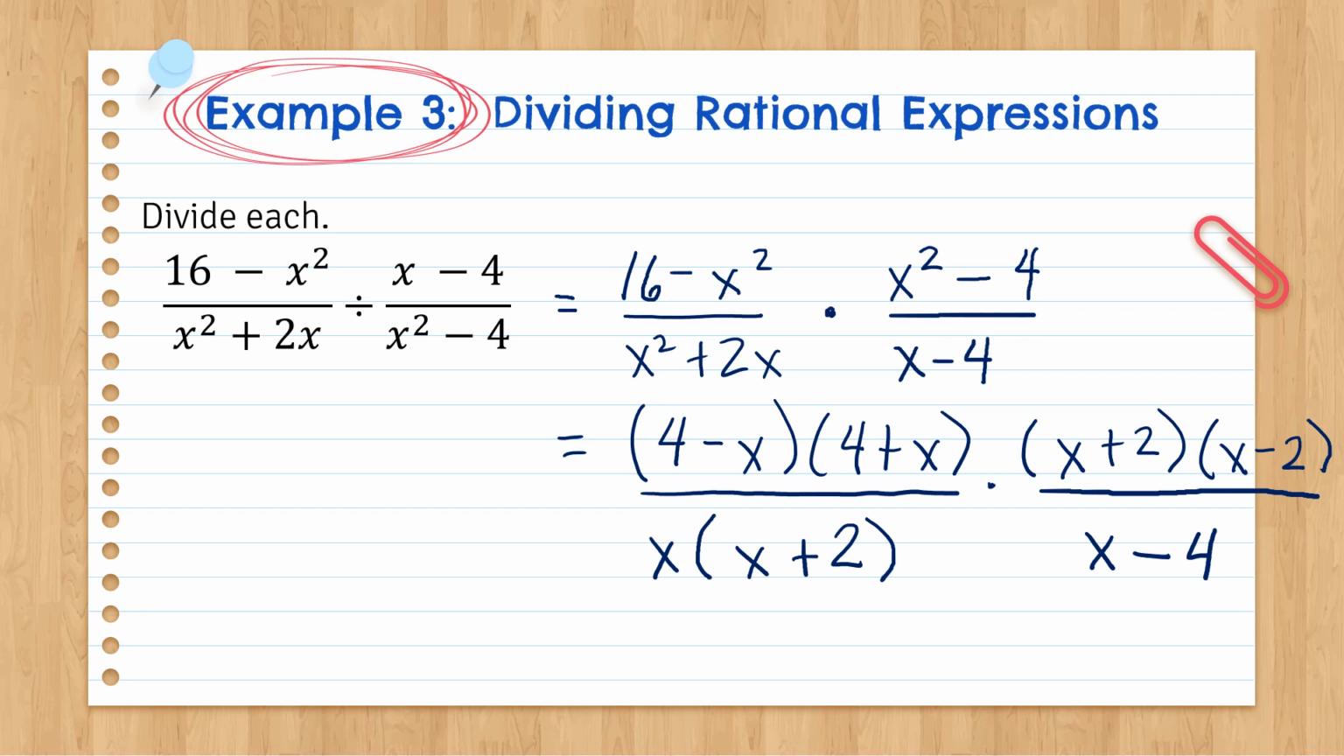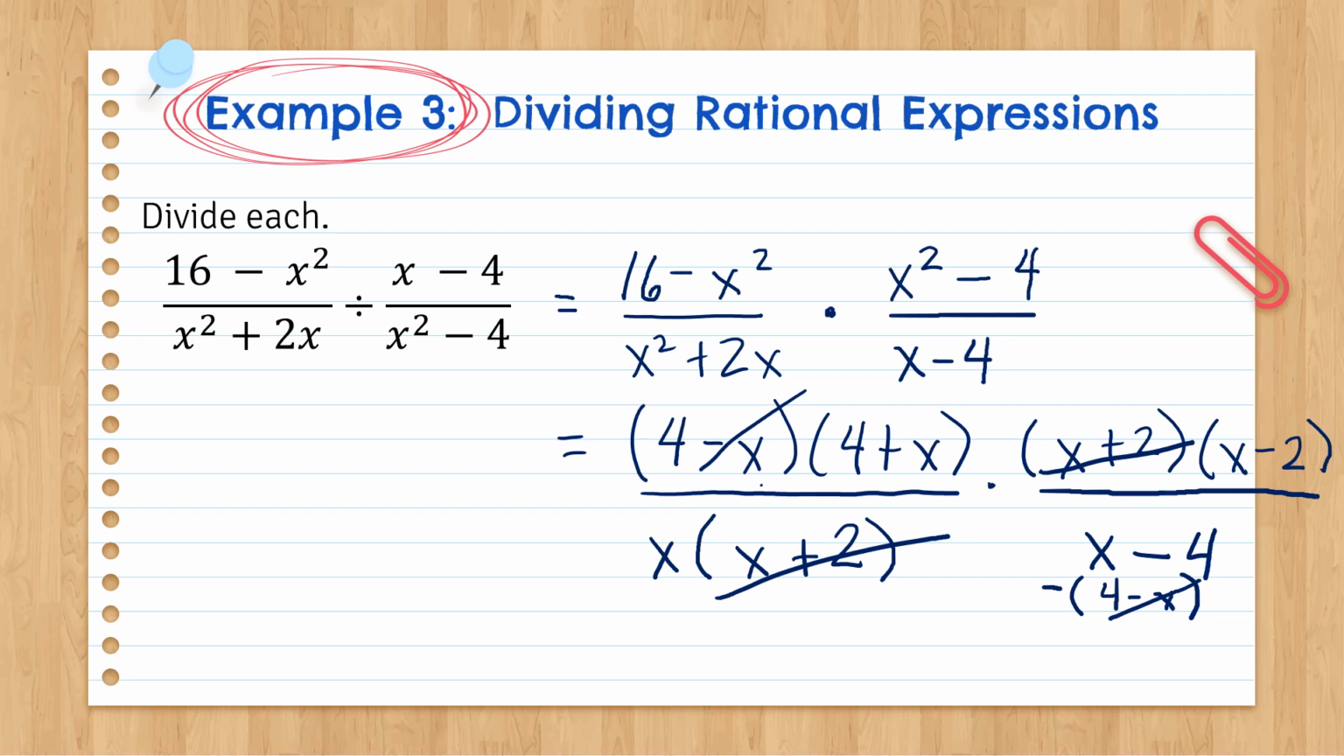So what are the terms or factors that can be cancelled? Yes, we have x plus 2 and x plus 2. Yun lang. Yan. As you would notice, we have here 4 minus x and the other one, it's x minus 4. So technically, we cannot cancel that one. But we can factor this one as negative times 4 minus x. So we can now cancel 4 minus x and 4 minus x.